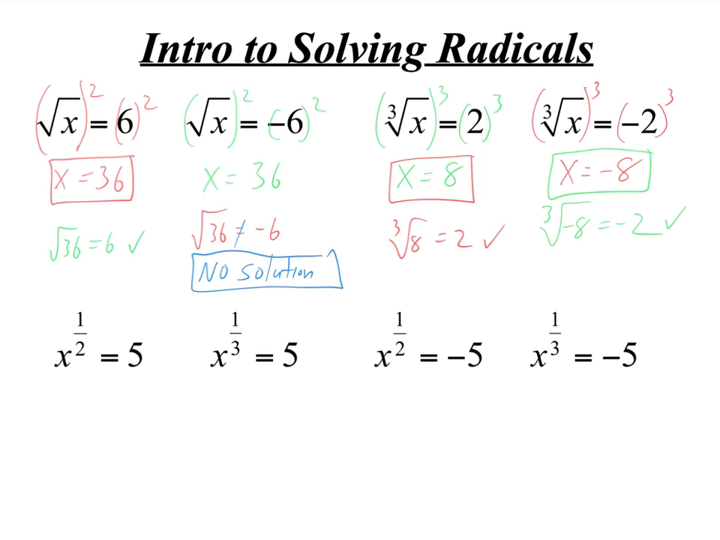Basically, just remember, if you are square rooting something and you get a negative out, there's an error. If you cube root something and you get a negative out, you're fine. But you can always plug in and check.